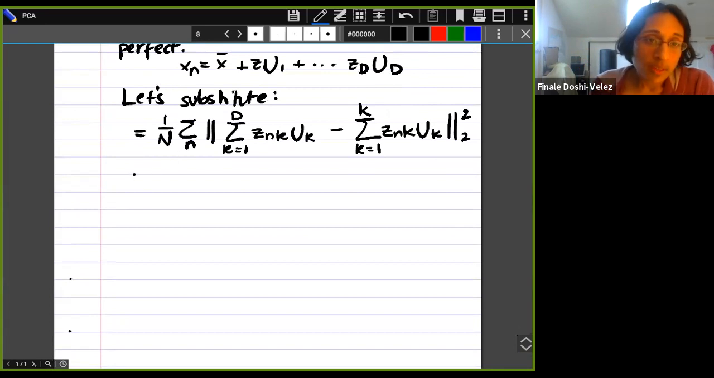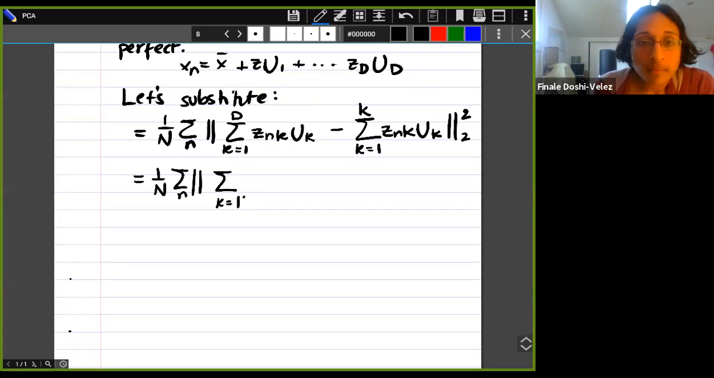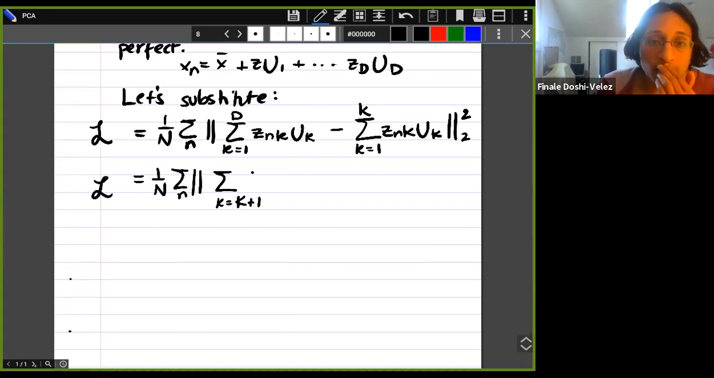Okay, so what do we get when we do this? So we have 1 over n, sum over n, and this is going to give us the sum from k equals big K plus 1. Yeah, let me just write down. This is our loss out here. So we started k equals 1 because up to K is going to subtract out, going up to d of z_nk u_k.